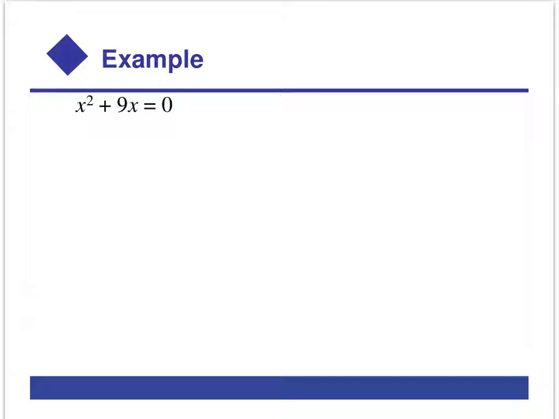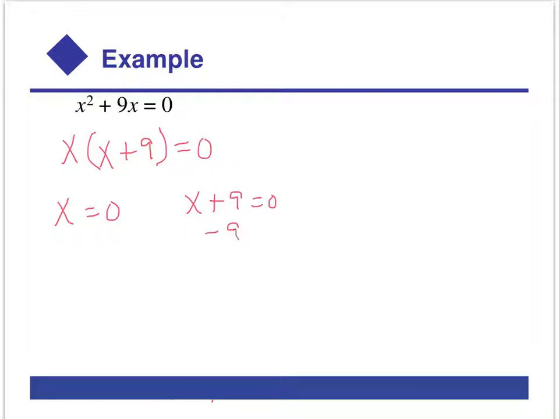So we're going to do the next one, which is x squared plus 9x. So the first thing, is there a GCF? There is. There's an x. So we're going to take an x out. So I'm left with x plus 9 equals 0. So x equals 0. x plus 9 equals 0. We're going to subtract 9 from both sides. x equals negative 9. So we are finished. So 0 and negative 9 are our answers.